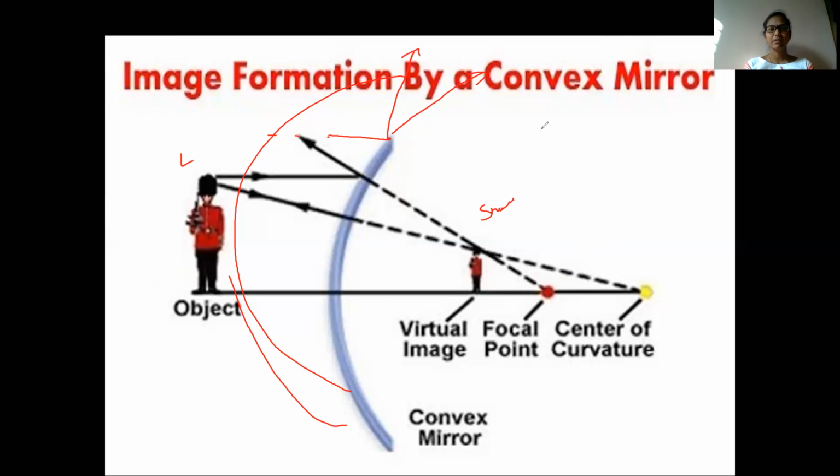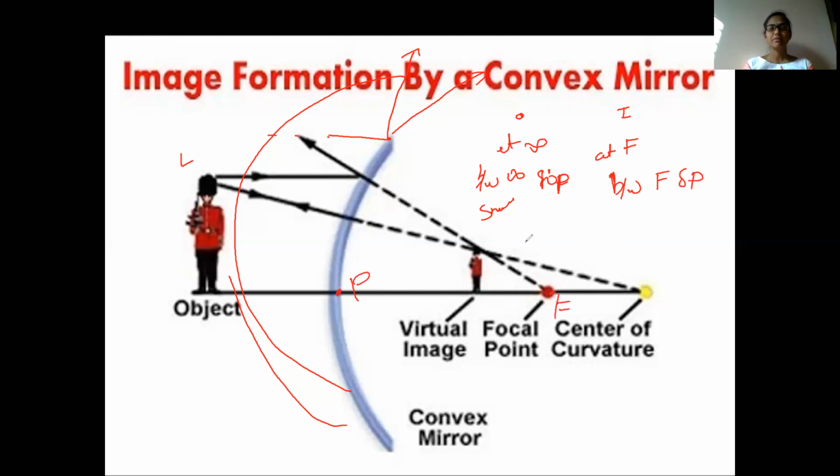So, the first condition: when the object is at infinity, the image will be found at the focus. And when the object is anywhere between infinity and the pole, the image will be found between the pole and the focus. This is the pole, and this is the focus. Between pole and focus, the image will form.